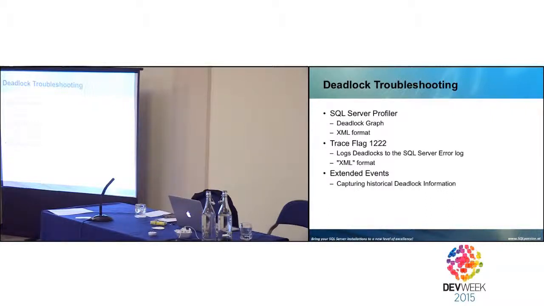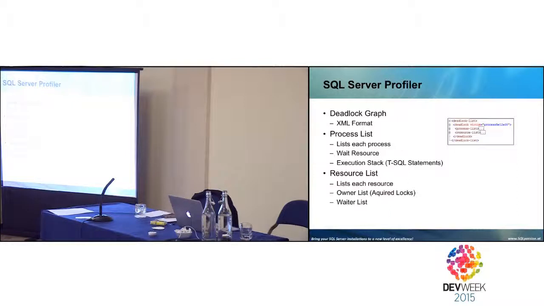Just use extended events to find out if you had deadlocks or not. We'll also see that later. SQL Server Profiler provides us the deadlock graph, which is just a simple XML document. It has a process list and a resource list. The process list tells you between which processes you had a specific deadlock, and the resource list tells you between which resources, for example, between which tables, which indexes you had that specific deadlock.